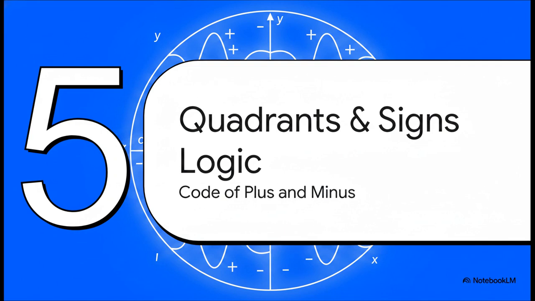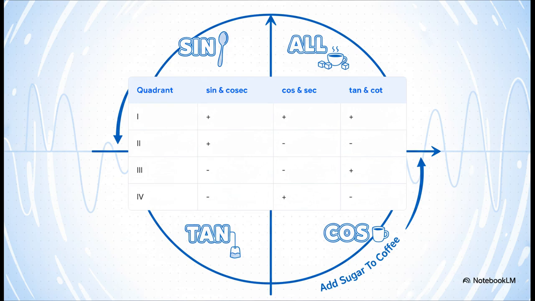Part 5. Quadrants or signs ka logic. Cracking the code of plus and minus. I am actually really hyped for this one, because this is the ultimate hack for figuring out whether a trig function is positive or negative. Pro study tip, screen grab this table right now for your exams. Seriously, take a screenshot. The logic here perfectly follows our unit circle coordinates.